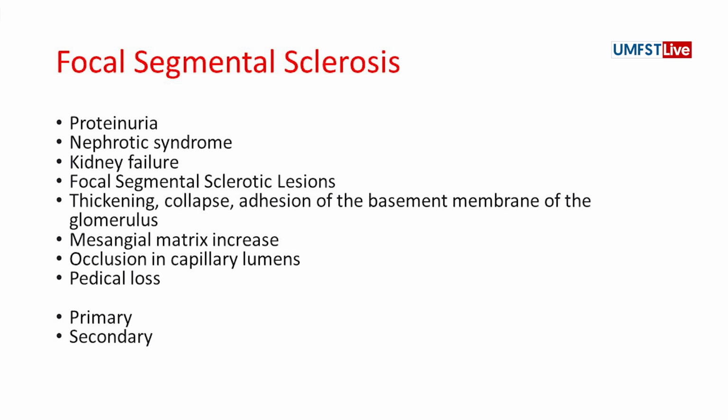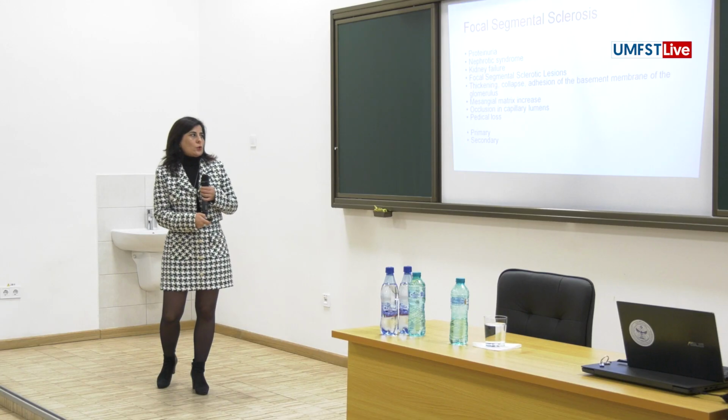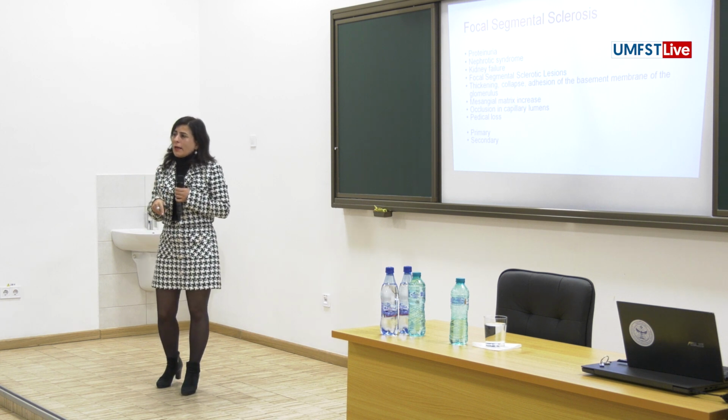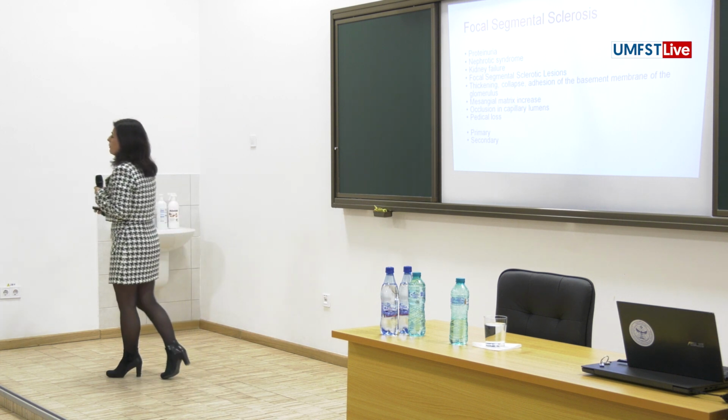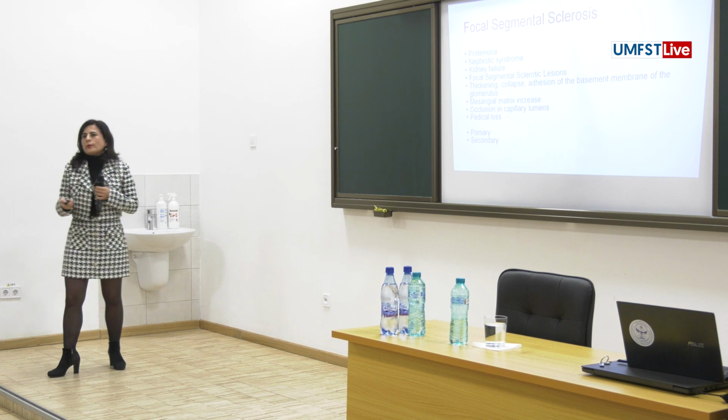Focal segmental glomerulosclerosis is one of the most common in our routine. The proteinuria is very important, and it's a nephrotic syndrome. It comes with kidney failure, unfortunately. At the end, we see thickening, collapse, adhesion to the basement membrane of the glomerulus, mesangial matrix increase, occlusion in capillary lumens, and pedicel loss. It may be primary or secondary. In light microscopy, we have some clues for the secondary one.